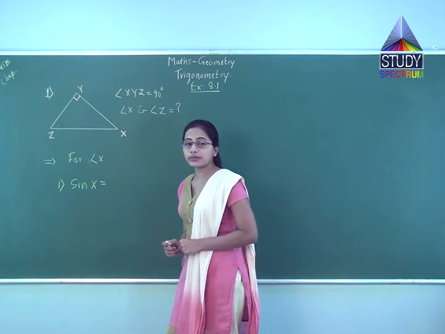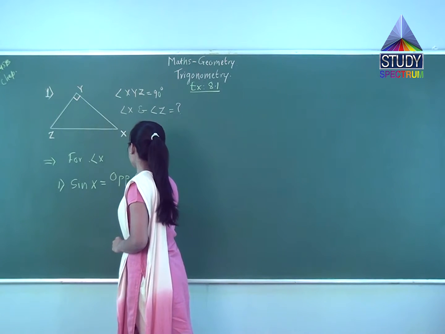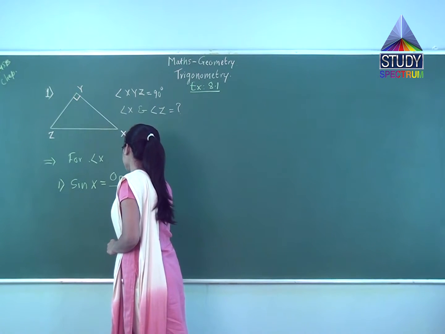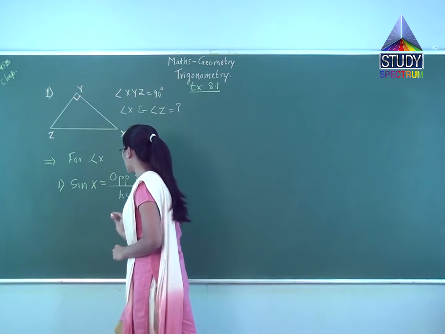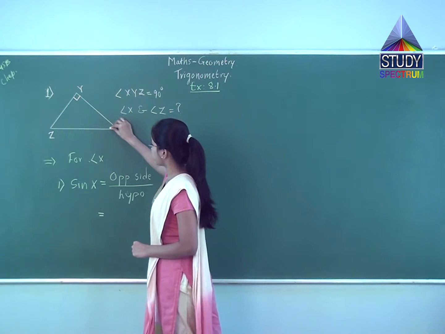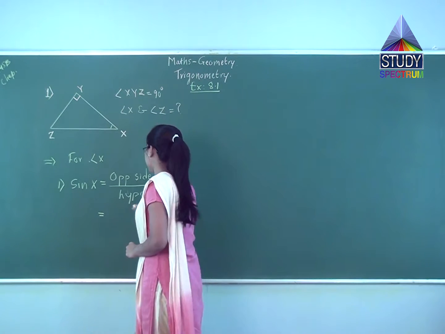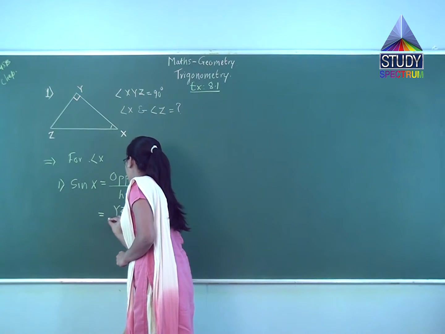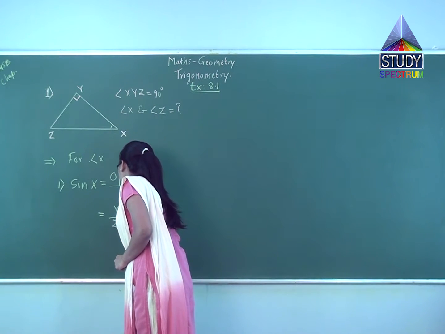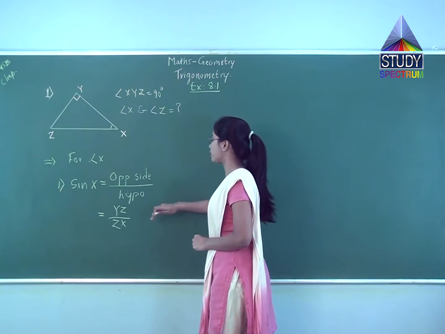So sin X. What is the formula of sin? It is opposite side upon hypotenuse. So what is the opposite side? We are taking this angle X. So the opposite side of X is, you can see, YZ. So YZ upon hypotenuse, which is here ZX. So here we got our first trigonometric ratio, sin X.